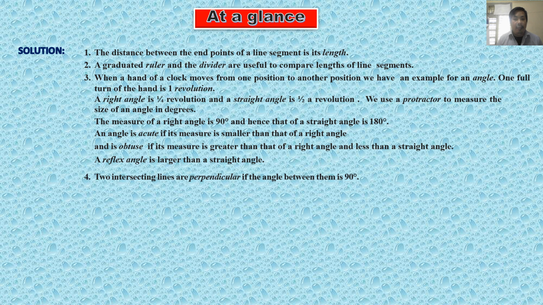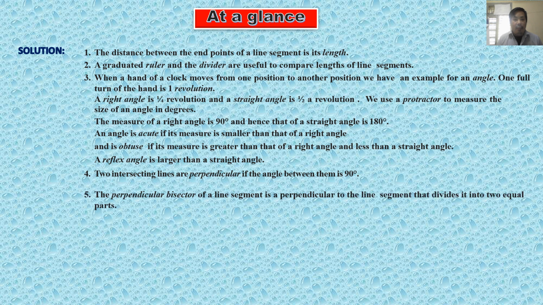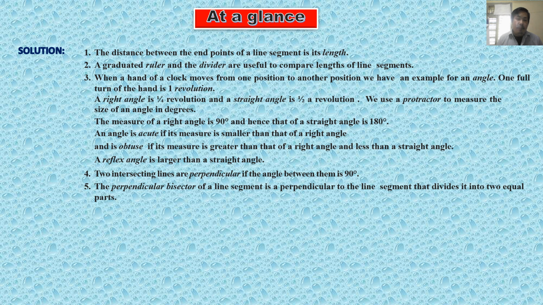Next point we have, 4, that is, two intersecting lines are perpendicular if the angle between them is 90 degrees. For example, when you draw two line segments joining at a point, at the point of their joining there will be some angles. If the angles happen to be right angles, then the two lines are said to be perpendicular to one another. Next we have the 5th point, that is the perpendicular bisector.